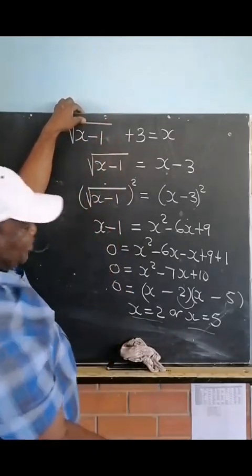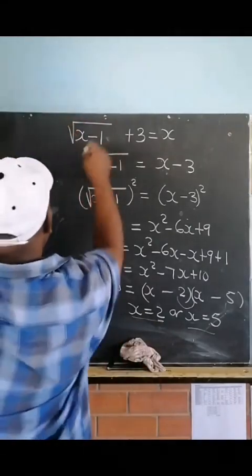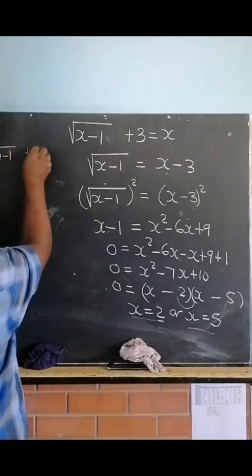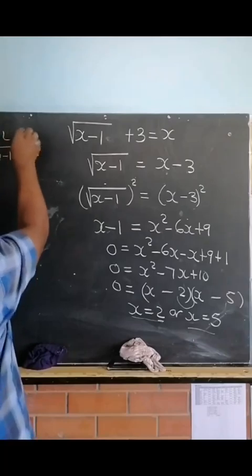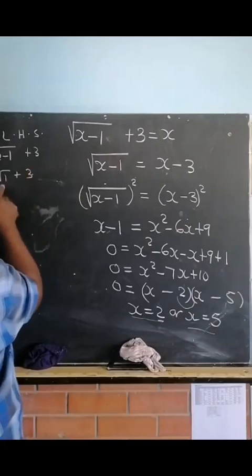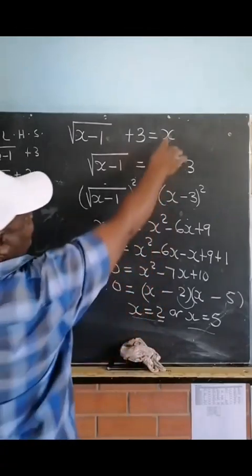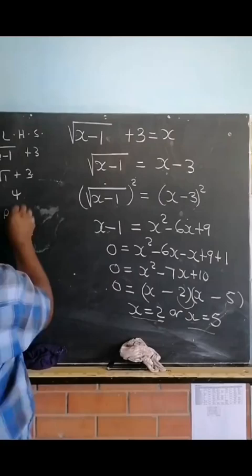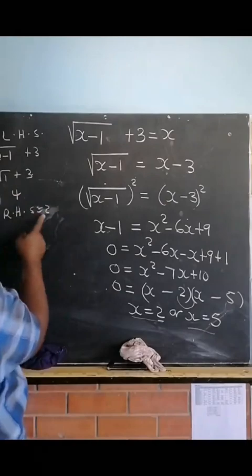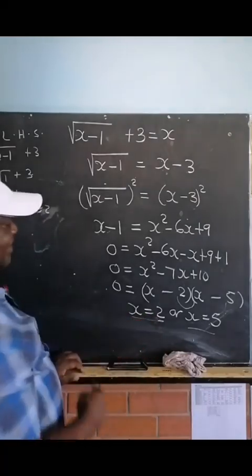Let's start with 2. If I put 2 for x here, in the square root sign, I'm going to have the square root of 2 minus 1 plus 3 on the left hand side. This is my left hand side. So the square root of 1 plus 3 will give me 1 plus 3, which is 4. But if I put 2 for x on the right hand side, it will be 2. So it means the left hand side and the right hand side are not balancing. Therefore, I must disqualify x is equal to 2.